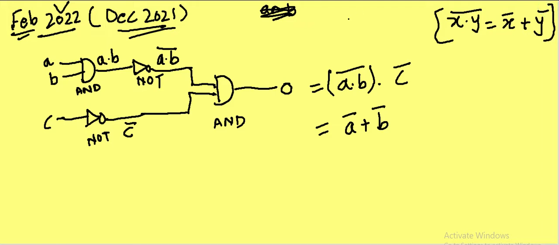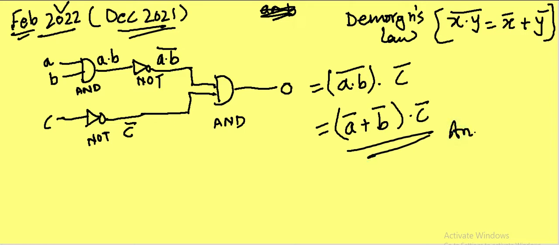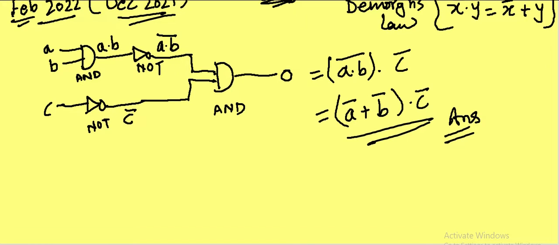So you have to write in your exam that because of De Morgan's theorem we can write it like that. So A complement plus B complement dot C complement, right? So this is the solution for this circuit. This was asked in your February 2022 exam, right?